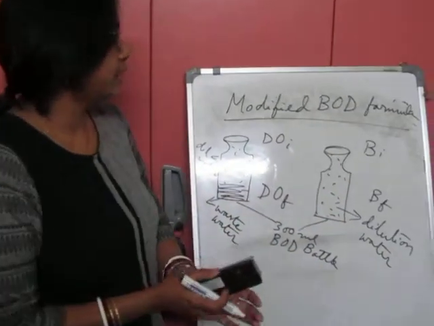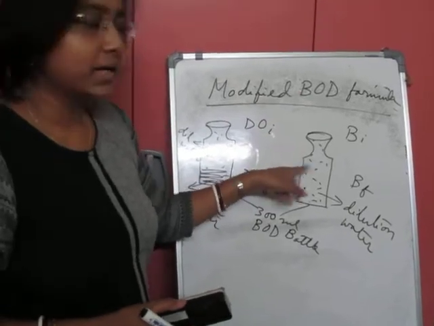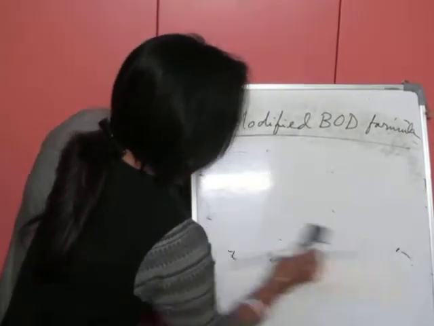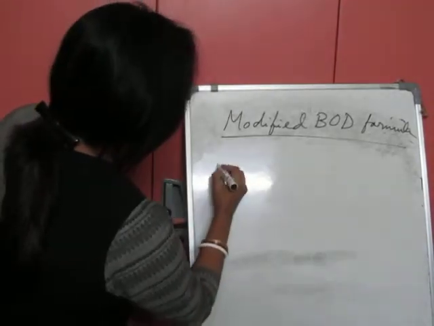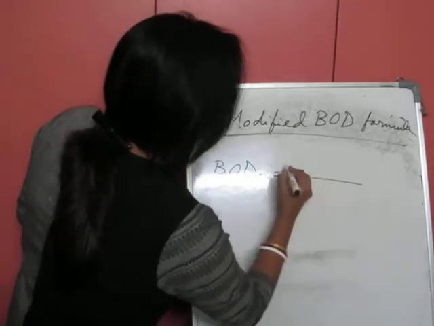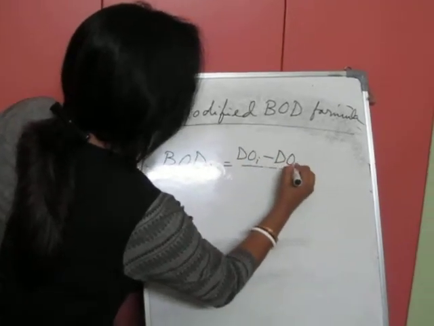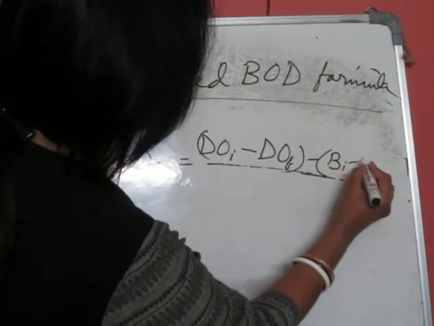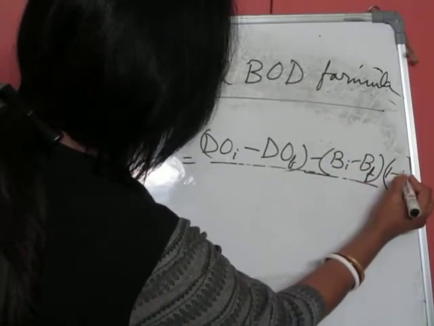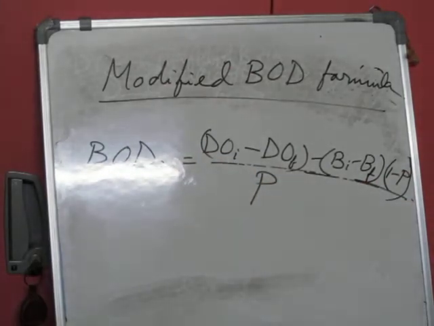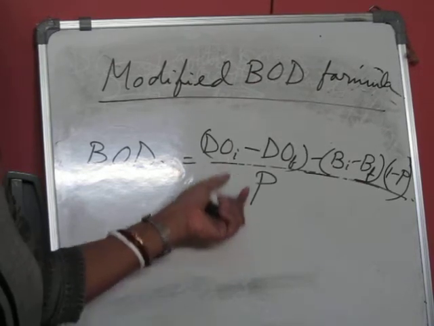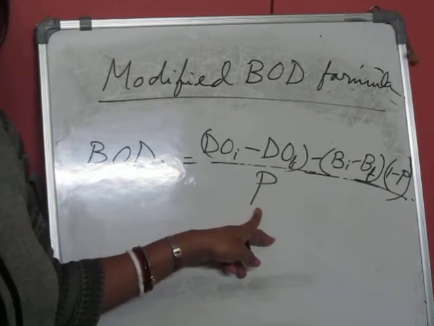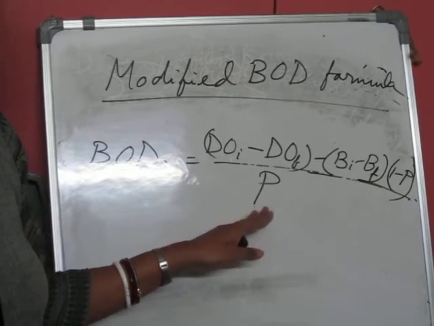So now what will be the formula? If we subtract the BOD value of the dilution water from the total BOD value, we will get the BOD of the wastewater. So the modified BOD formula is: DOI minus DOF, minus BI minus BF, into 1 minus P, divided by P. And P is the dilution factor in the same way.